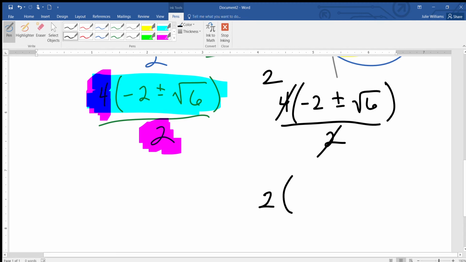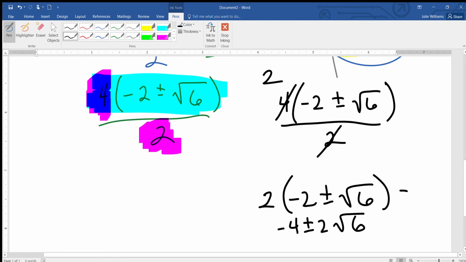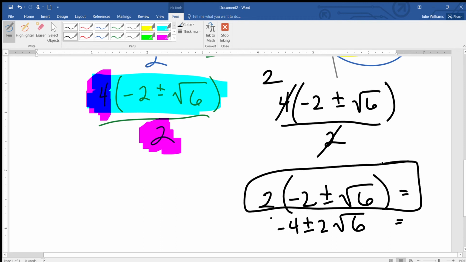2 parentheses -2 plus or minus the square root of 6, which you could go ahead and multiply it back out. You could say, well, that's -4 plus or minus 2 times the square root of 6. These two are equivalent to each other. So this would be your final answer. Actually, this one would probably be the preferred way.